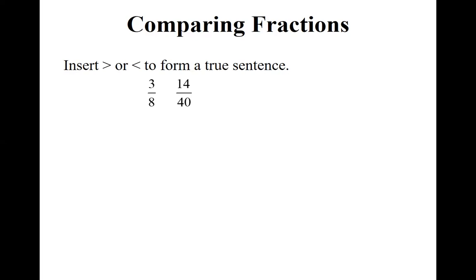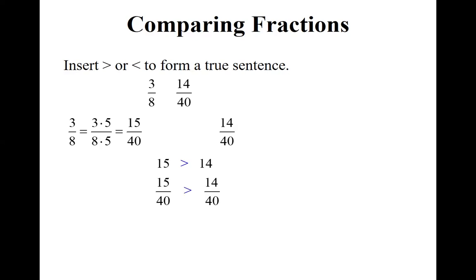40 is a multiple of 8. So we can just do 8 times 5, getting us to 40. Times 5 on the bottom is times 5 on top. 3 times 5 is 15. So we're actually comparing 15/40 with 14/40. Now we can say that 15 of them is more than 14 of them. So this is greater because 15 is greater than 14.